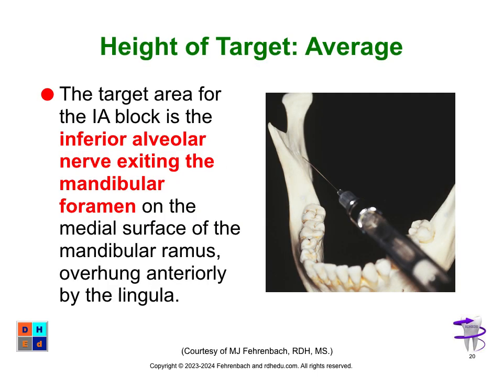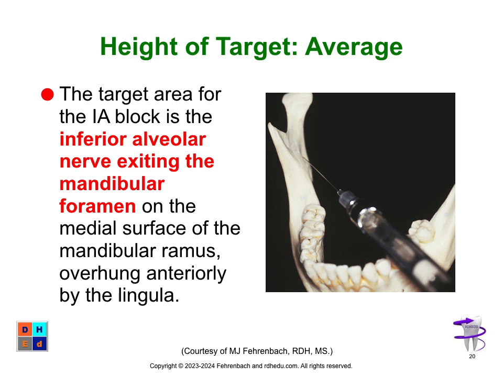Here again is average, as we said. The target area for the IABOC average is the inferior alveolar nerve exiting the mandibular foramen on the medial surface of the mandibular ramus. It's overhung anteriorly by the lingula. But geez, the last time I remember, I haven't skinned anybody to do my local anesthesia. These are hard tissue, bony landmarks. They're important, but let's now talk about some soft tissue ones.